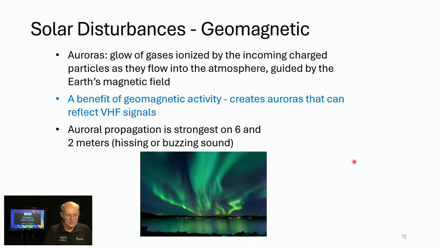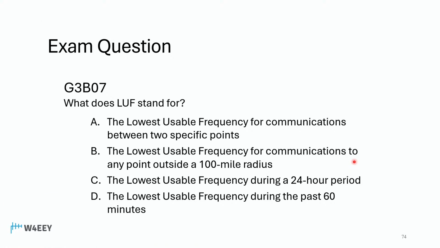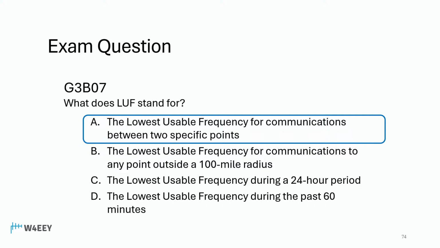All right, it was a short section, just the end of the previous one that we were in. So jump into some questions. What does LUF stand for? Alpha. Lowest usable frequency for communication between two specific points. Now the LUF and the MUF ones both indicate between two specific points, so that might be another thing that you can look for in the answers.